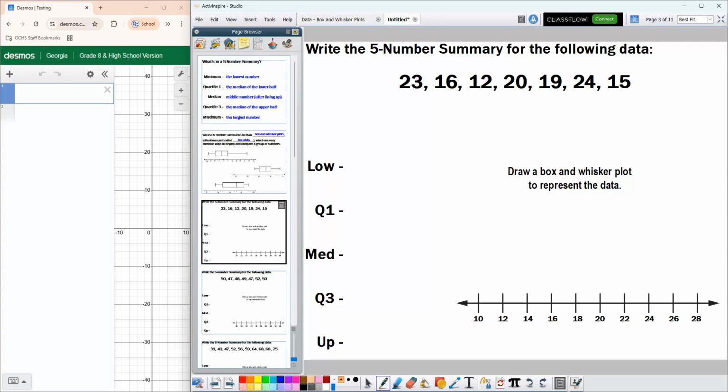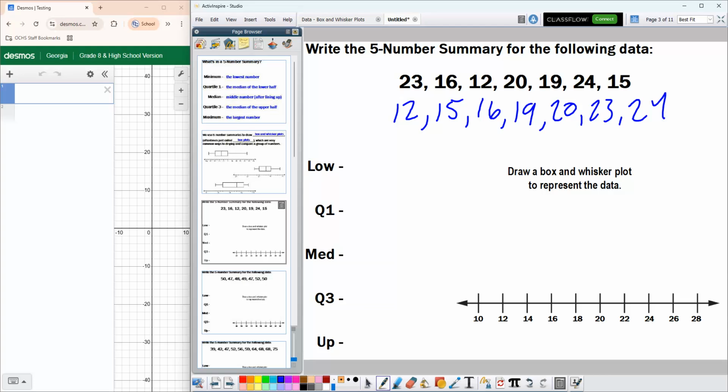To find this 5-number summary, we're going to show you the more difficult way. Then we're going to show you the nice, easy Desmos way over there. So first things first, we got to get the numbers in order over here. So I got 12, and then 15, 16, 19, 20, 23, and 24. I had 1, 2, 3, 4, 5, 6, 7 numbers up top. And just check and make sure, yep, I got 7 numbers when I wrote all mine out, making sure I didn't skip any of the numbers.